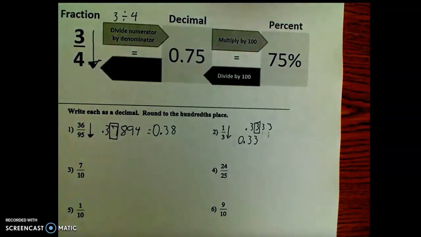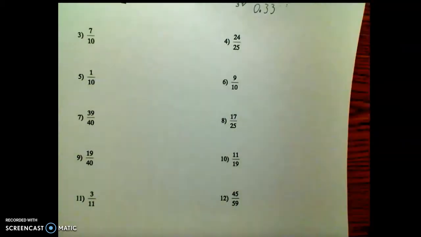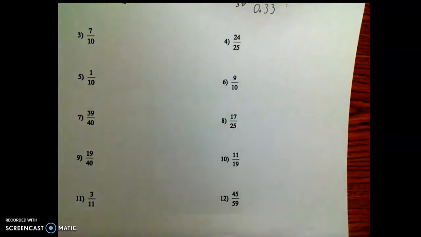Now, I want you to try 3 through 12, and then go check your answers at the back of the room. Pause and do that.